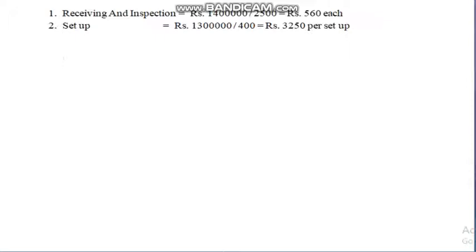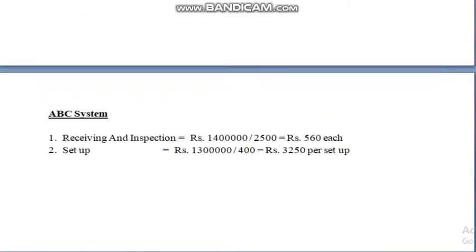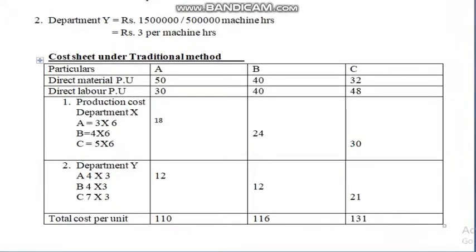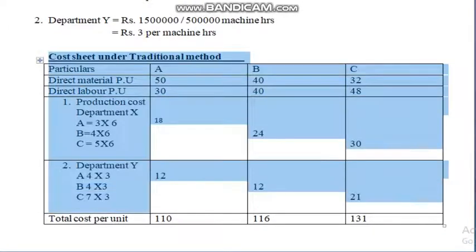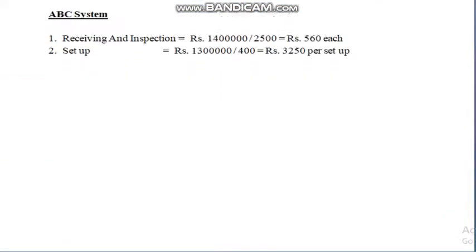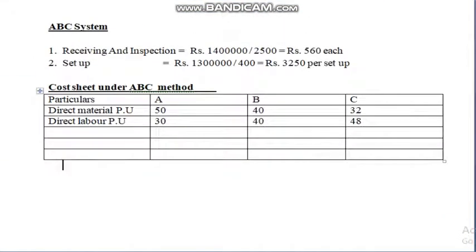Now prepare the cost sheet under the ABC method. This is the format of the cost sheet under the ABC method. Make 4 columns: particulars, product A, product B and product C. Direct material cost and direct labor cost remain the same in both the traditional method and the ABC method. So after entering direct material cost and direct labor cost, now record the activity cost.